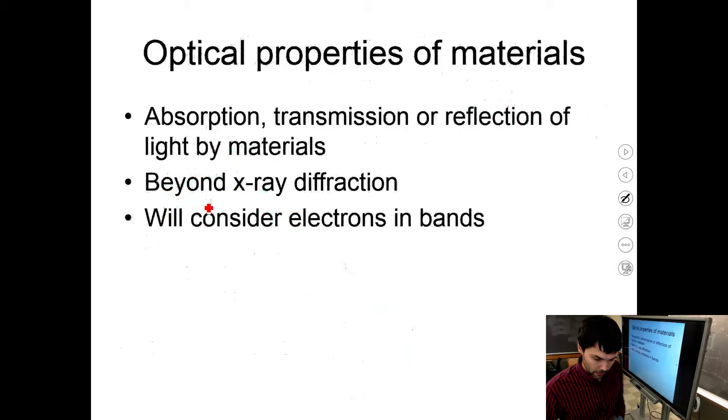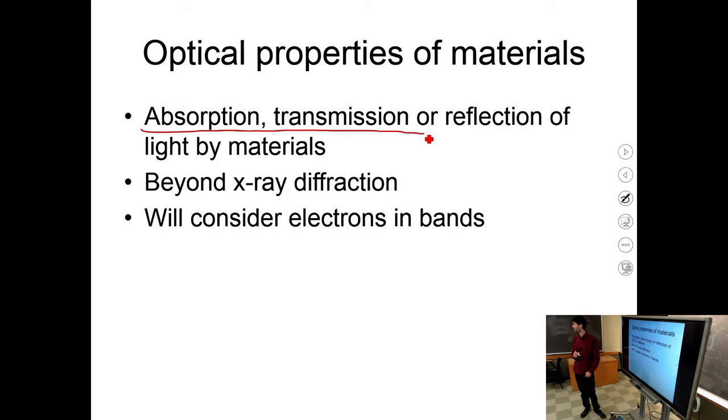Okay. So, however, what the band theory does really well is explain optical properties of solids. And so this is a great success of the band theory. And so we are going to talk about those and how it relates to being a metal, insulator, a semiconductor, and so on. And so we are going to talk about absorption, transmission, reflection of light by materials.